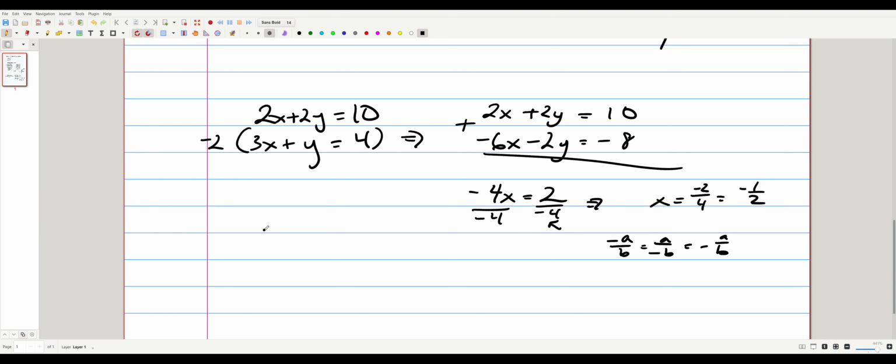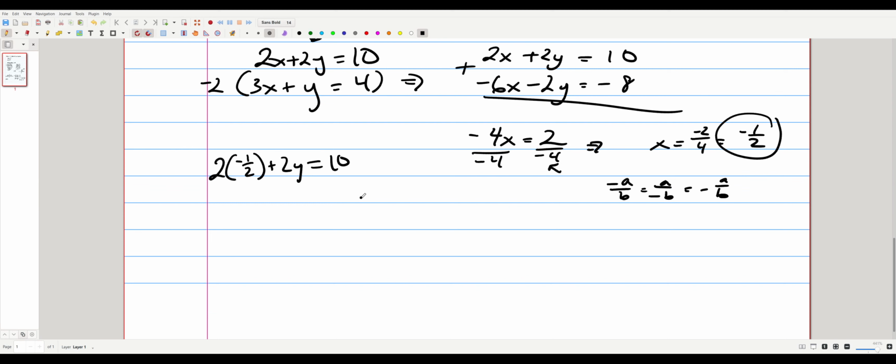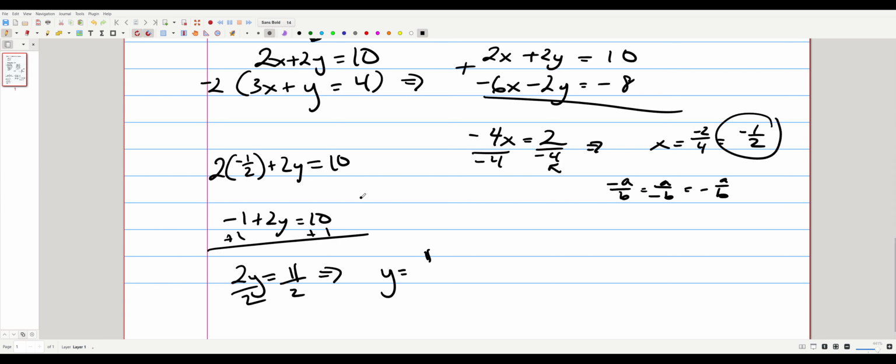Cool. And so now that we have this, we can plug this into either one of our equations. I'm going to plug it into this equation right here because it has a lot of 2's in it. So 2 times -1/2 plus 2y is equal to 10. And the 2's cancel, right? So we get -1 plus 2y is equal to 10. We add 1 to both sides. And what do we get? 2y is equal to 11. And we divide both sides by 2. And that tells us y is equal to 11/2.